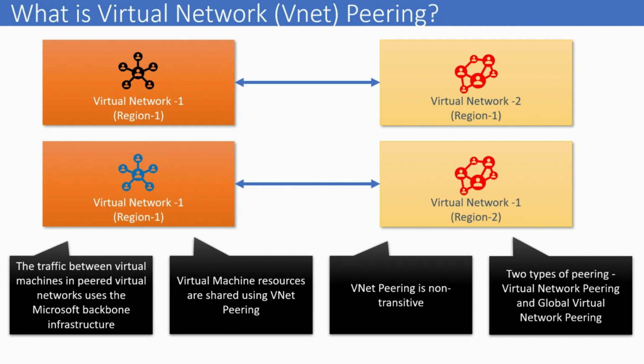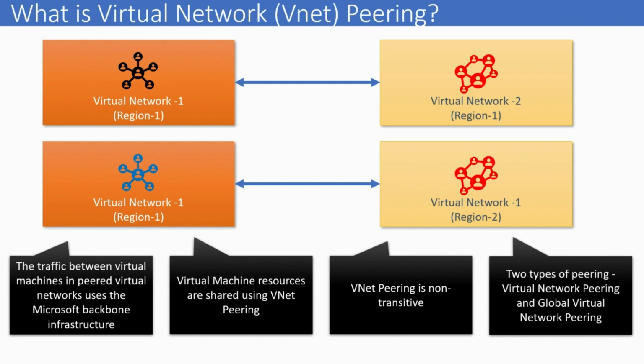So VNet peering allows you to seamlessly connect different Azure virtual networks. VNet peering is a one-to-one relationship and it is not transitive. This means that if VNet A is peered with VNet B and VNet B is peered with VNet C, then resources in VNet A cannot communicate with resources in VNet C directly.